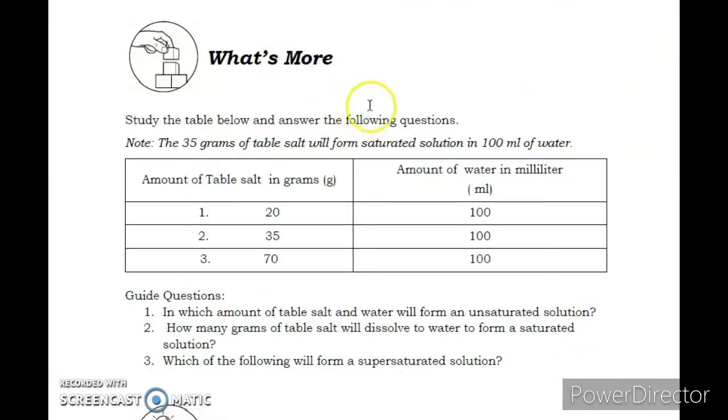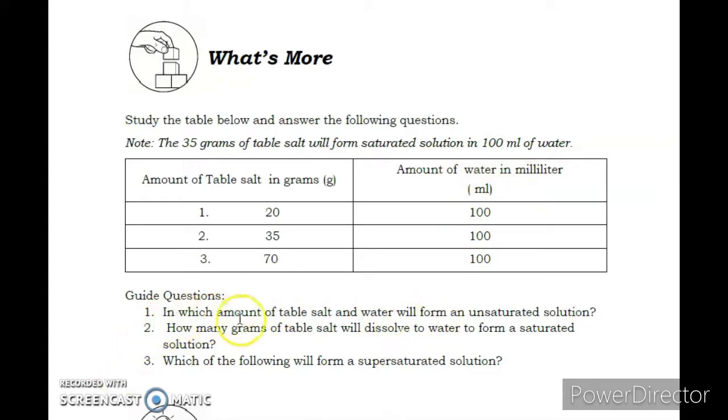Okay, so let's proceed now with the what's more part. So study the table below and answer the following questions. So the given here is 35 grams of table salt will form saturated solution in 100 ml of water. Meaning, pag nag-add tayo ng 35 grams ng salt, ng asin, sa 100 ml of water, ang na-form natin ay saturated solution. So we have here the data on the table. So on the first column, the amount of table salt in grams, which is 20, 35, and 70, to be dissolved in the 100 ml of water in the second column. So you're going to answer the guide questions below.